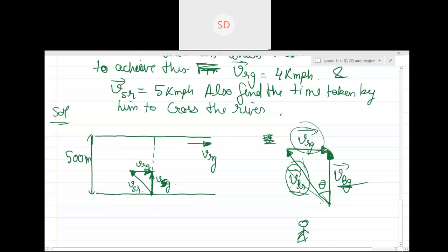And if he's going with VBG, he'll go with 3 kilometers. Perfect, because this is given 5, this is given 4, right? So this will be 3, 3, 4, 5.